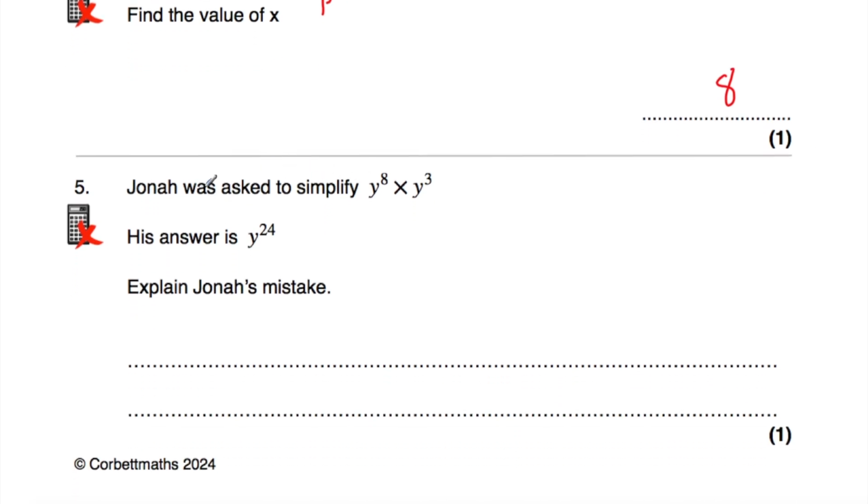Okay, next, question number 5. Question number 5 says, Jonah was asked to simplify y to the power of 8 multiplied by y cubed, and his answer was y to the power of 24, and we've been asked to explain his mistake. So if we're multiplying things with the same base, we add the powers, so the answer should be y to the power of 11, because 8 plus 3 is 11. But it looks like Jonah's multiplied the powers. 8 times 3 is 24. So Jonah has multiplied the powers together, he should have added them.